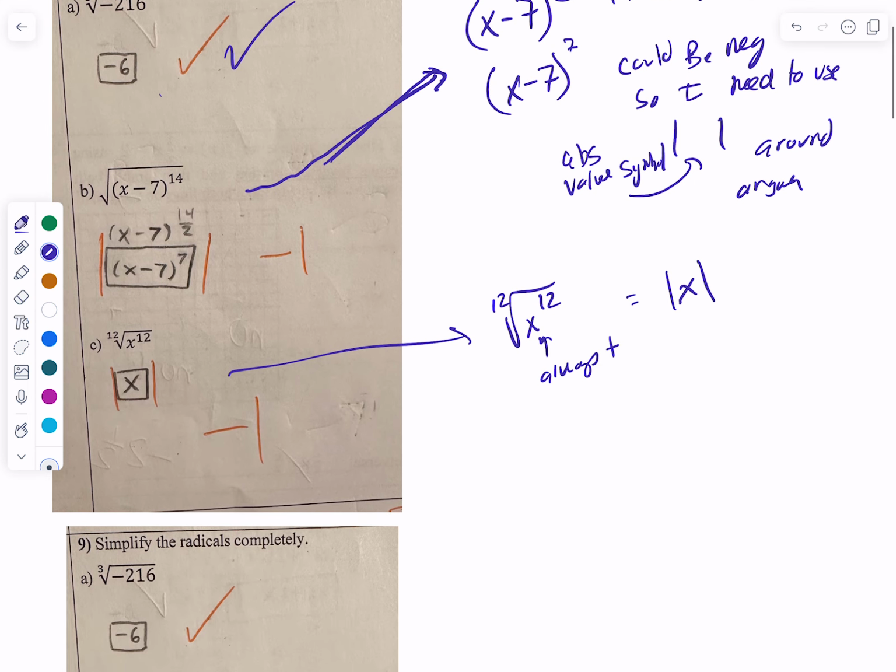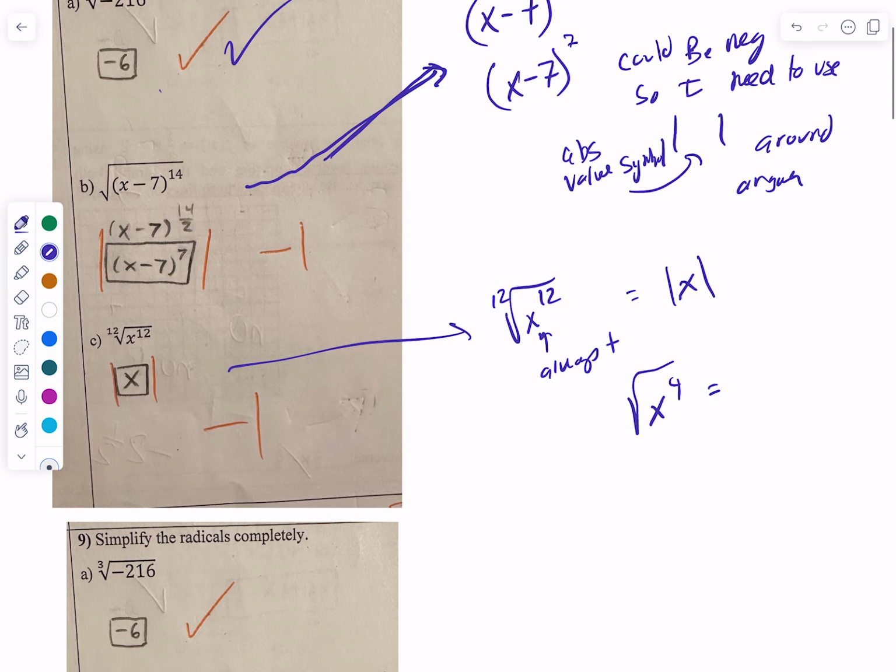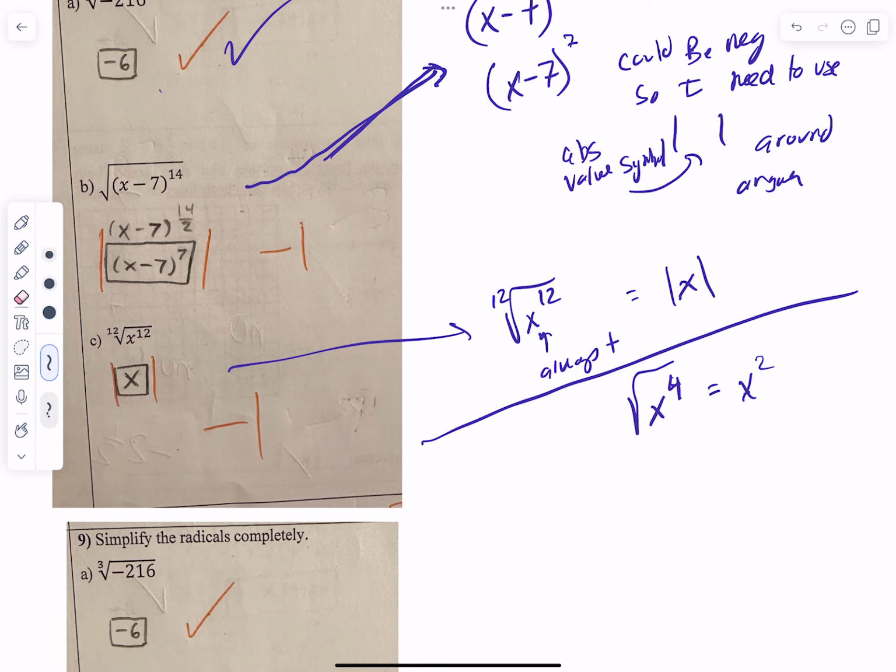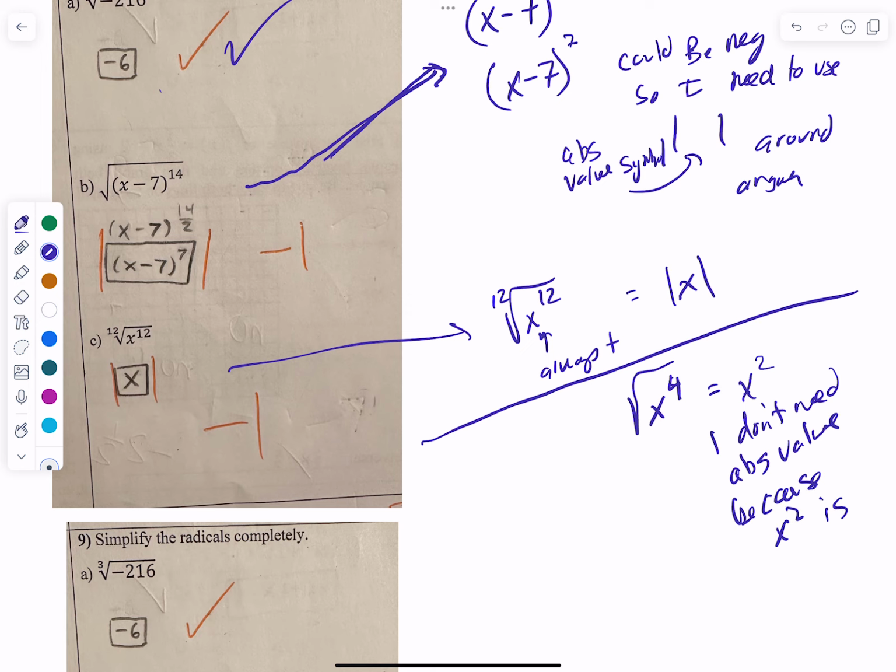I'm beating a dead horse here, but let me do one more that's kind of a trick. If I say the square root of x to the 4th, the answer is x squared. Do I need absolute value? I don't need absolute value here, because x squared is always positive.